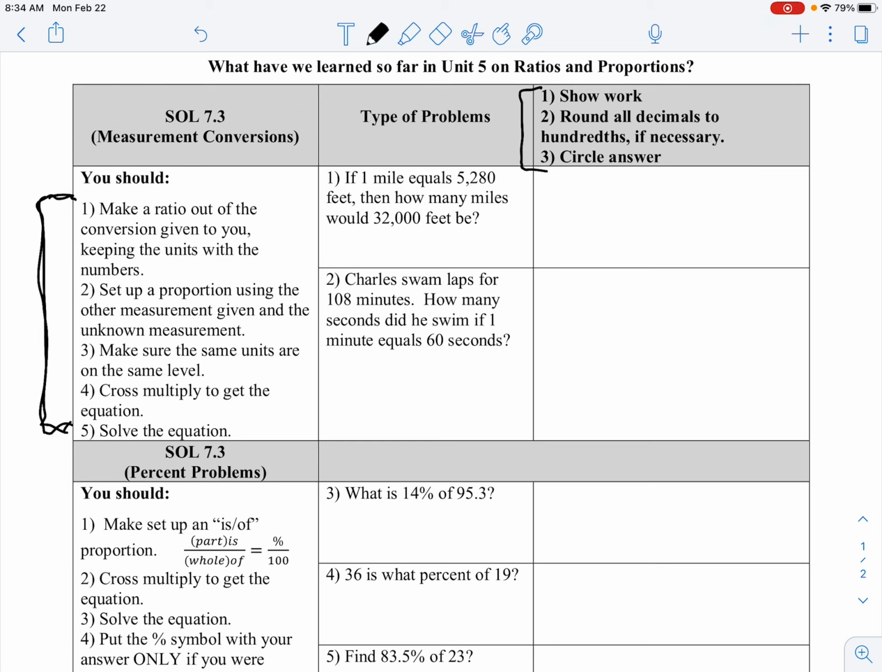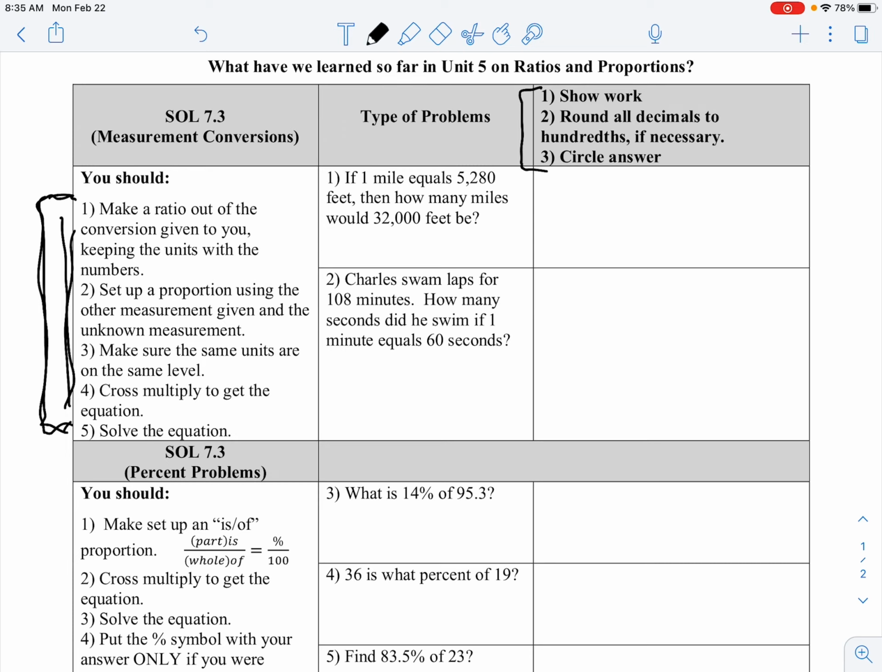Alright, so remember, we're doing number 1 here, so just go ahead, hit pause, try it on your own, and then you can play it again, and we'll see the process that I go through here. So here we've got some unit conversions, right? Our problem says if 1 mile equals 5,280 feet, then how many miles would 32,000 feet be? Remember with unit conversions, it tells us right here all the things we need to do. Make a ratio out of the conversion given to you, keeping the units with the numbers, and set up a proportion using the other measurement given and the unknown measurement.